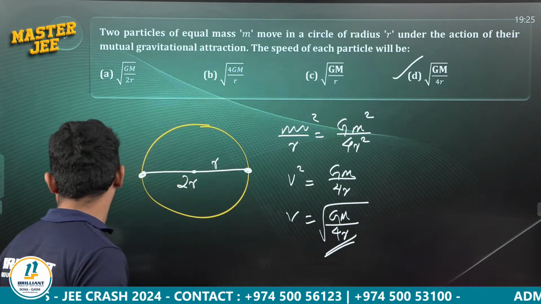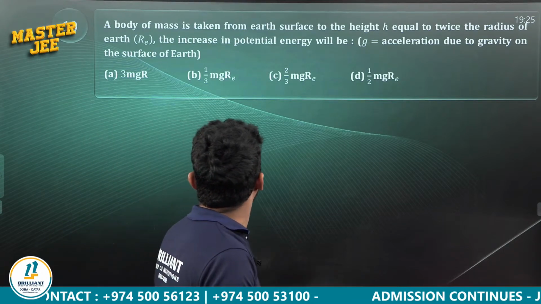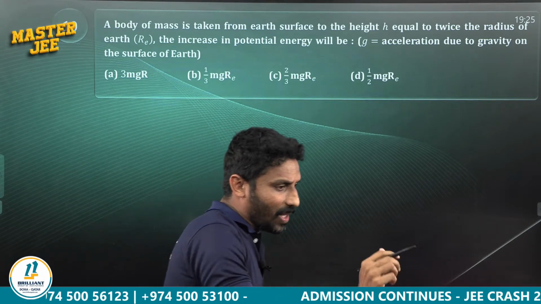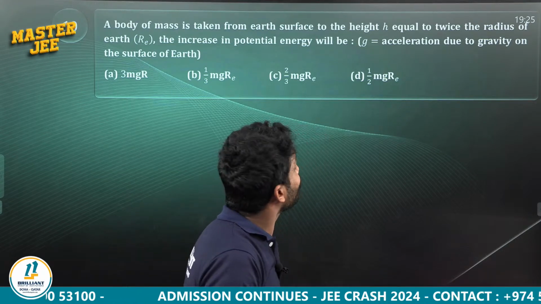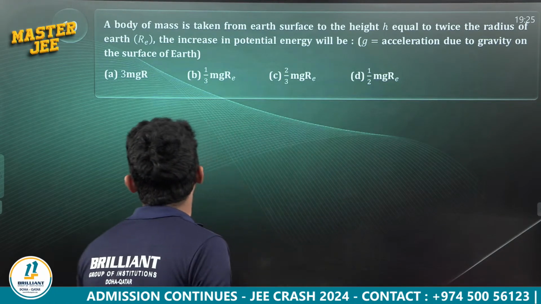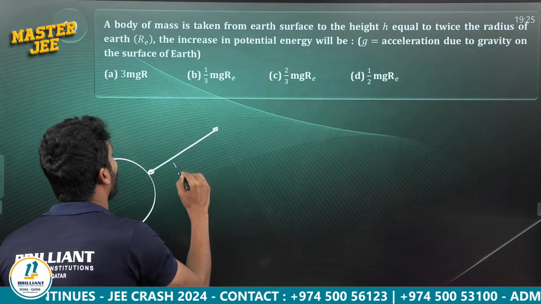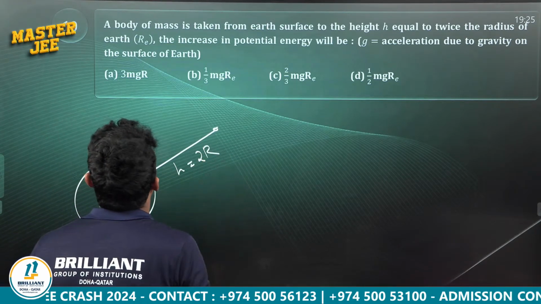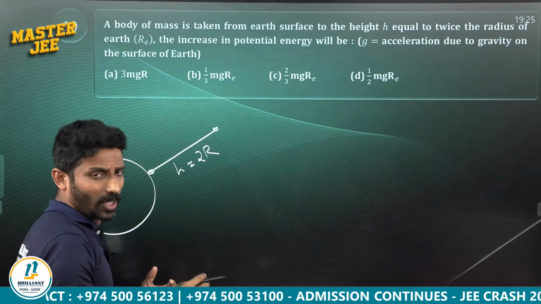Now the final question of today's gravitation discussion: a body of mass m is taken from Earth's surface to a height h equal to twice the radius of the Earth. Again, from Earth's surface to a point h equal to twice the radius of the Earth. What will be the increase in potential energy?